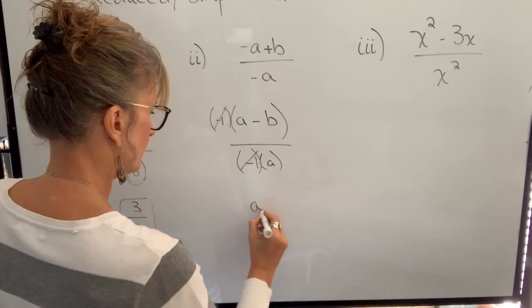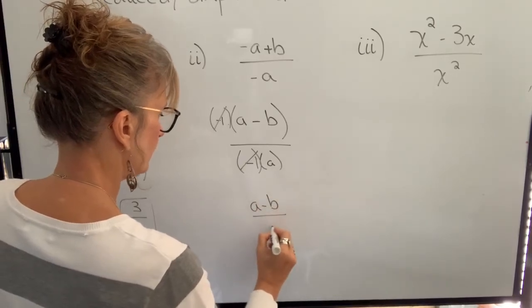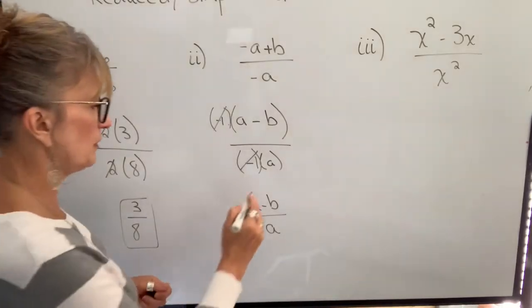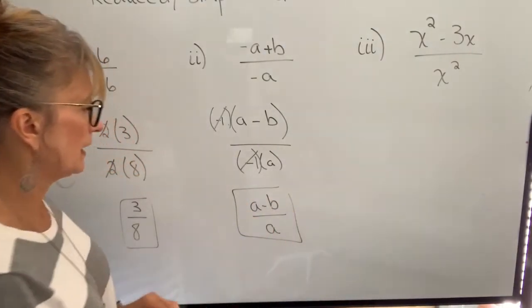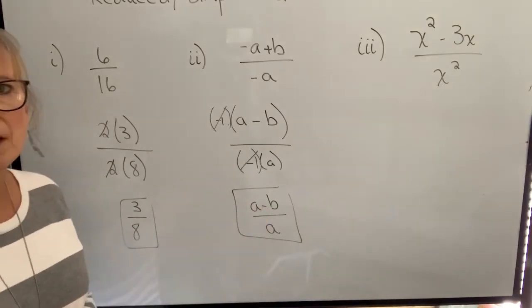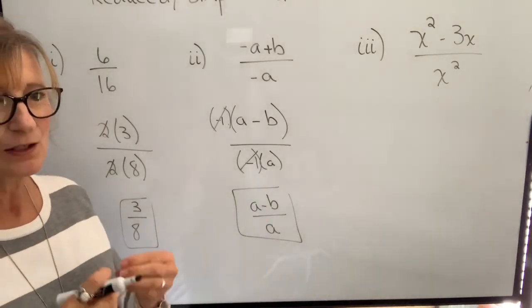So this would be equivalent to a minus b over a, and this would be preferred to this. Just looks a little cleaner. Fewer negatives, that's always your goal. You want the cleanest result that you can get.